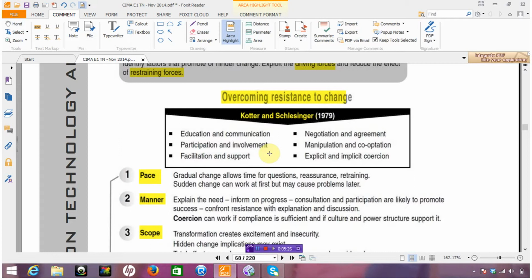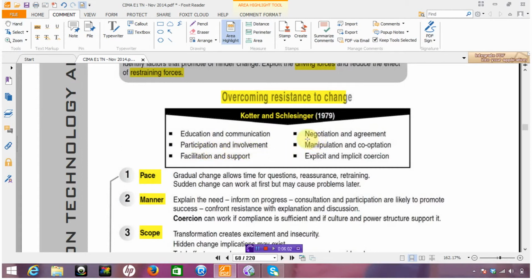What Cotter and Schlesinger provide us with here is a series of options which can be used individually or even combined, ways in which we can overcome resistance. So for example, this is not dissimilar to the three-stage process here. He suggests that where there is resistance, communication and indeed education, in other words, informing people about what's going on, making them aware of exactly what's going to happen, is a possible route. Another route might be involving them, so letting them participate and involve themselves in the change.